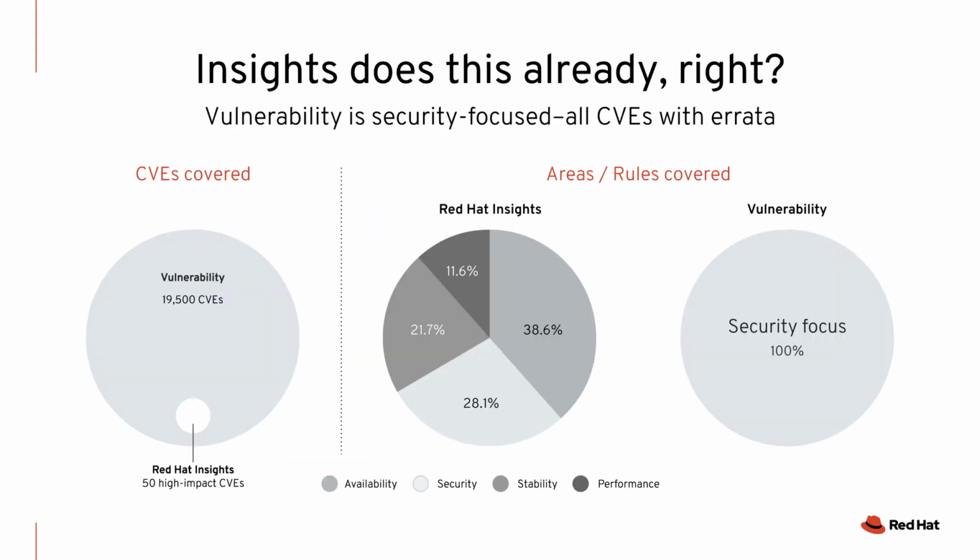But when we compare to just security concerns, Insights covers only about 50 high visibility or celebrity CVEs, while vulnerability covers all known CVEs with Errata, currently approaching 20,000. Insights also uses a proprietary scoring system, while vulnerability uses the standard Common Vulnerability Scoring System, or CVSS, to score risks. Let's take a look at how vulnerability works.